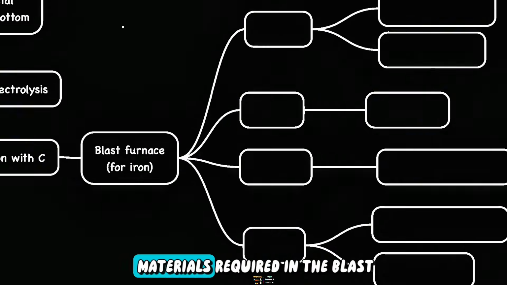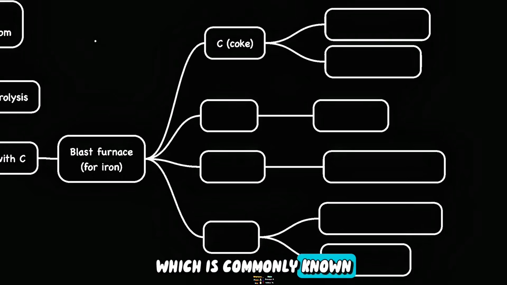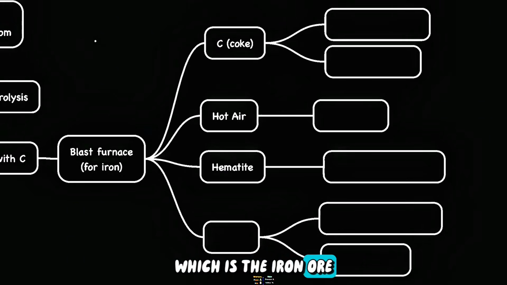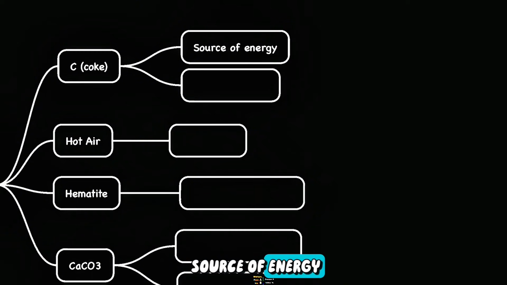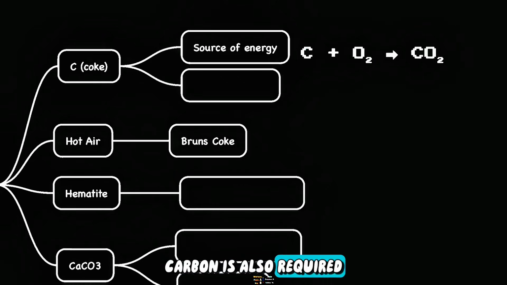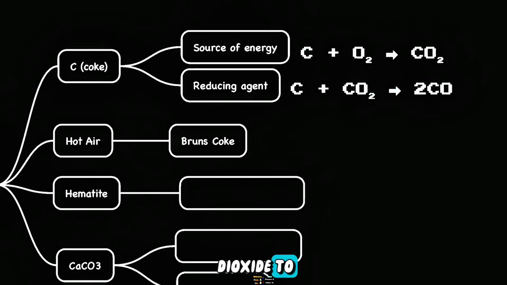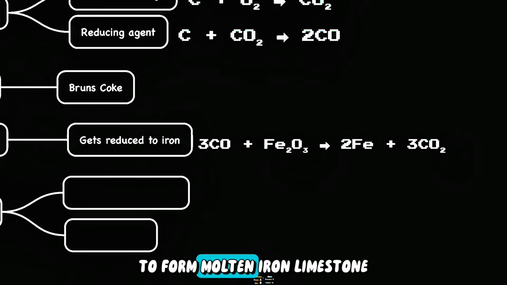There are 4 main materials required in the blast furnace. First, it is carbon, which is commonly known as coke. Second is hot air, hematite, which is the iron ore, and last is limestone or calcium carbonate. Carbon or coke is required as a source of energy because it burns in hot air to form carbon dioxide. Carbon is also required as a reducing agent because it reduces carbon dioxide to form carbon monoxide. Iron oxide in hematite gets reduced to iron by carbon monoxide to form molten iron.